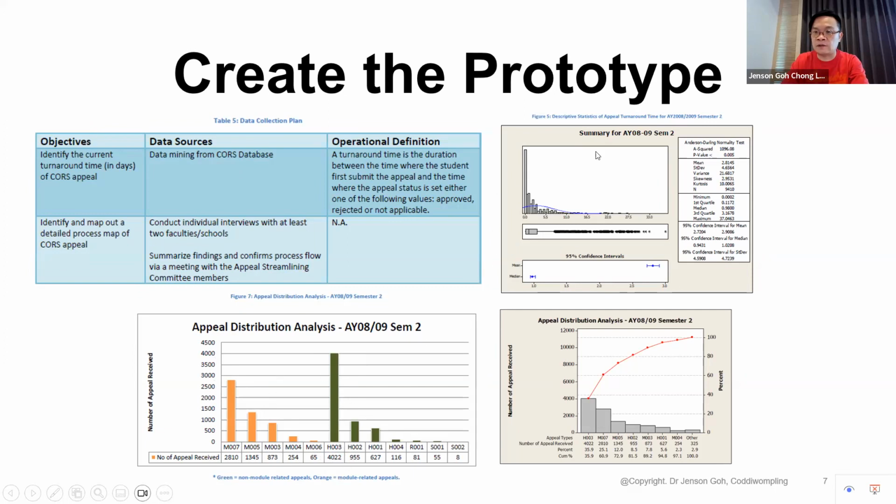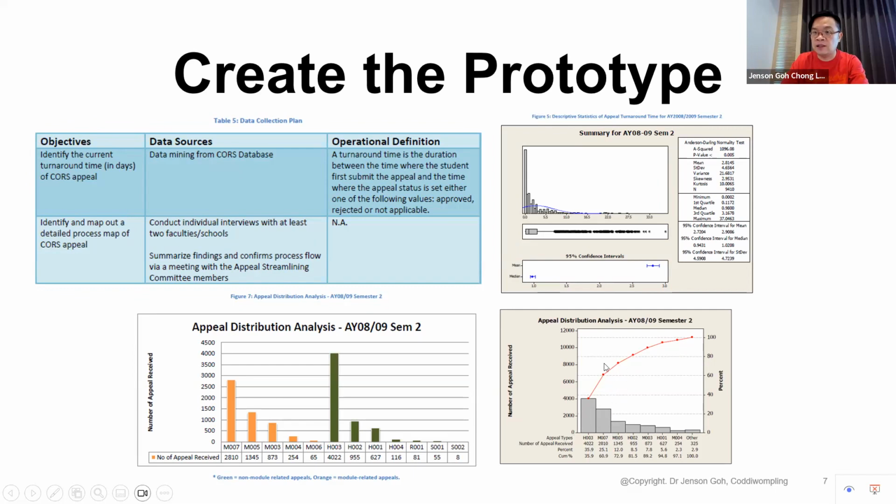So as we create a Pareto chart of it, we notice that actually H003, the others category, module related appeal 007, and module related appeal 005. If we solve these 3, we would have easily solved close to 80% of the number of appeals. In other words, if we improve the productivity of these 3, even by a small percentage, we would achieve a large productivity improvement in those aspects.